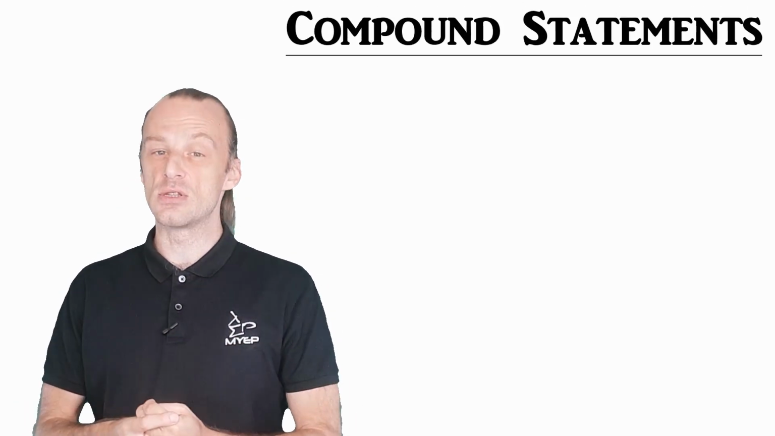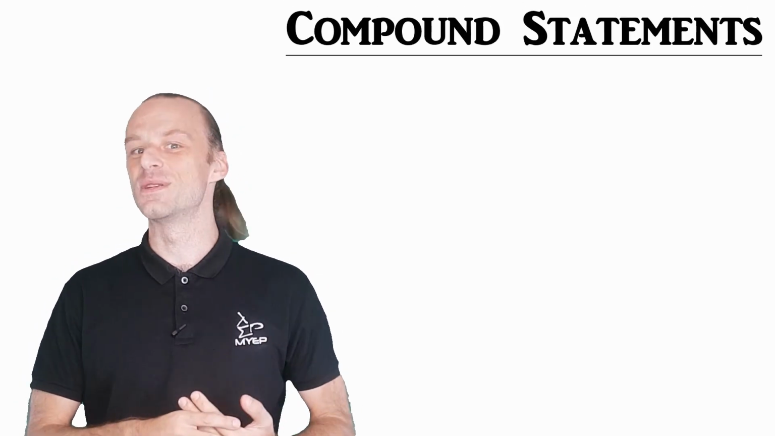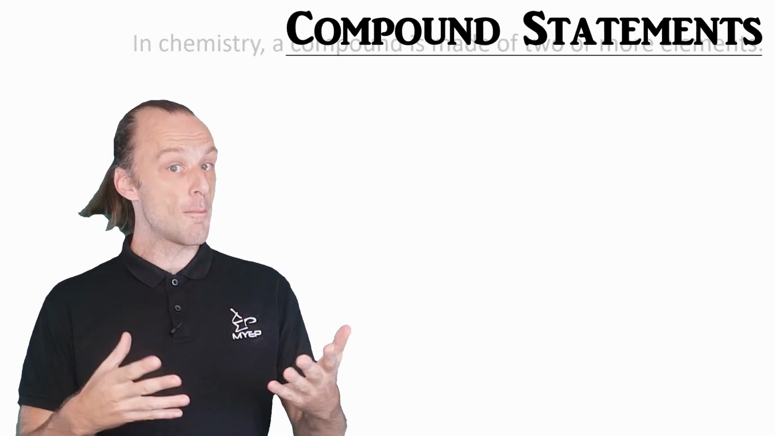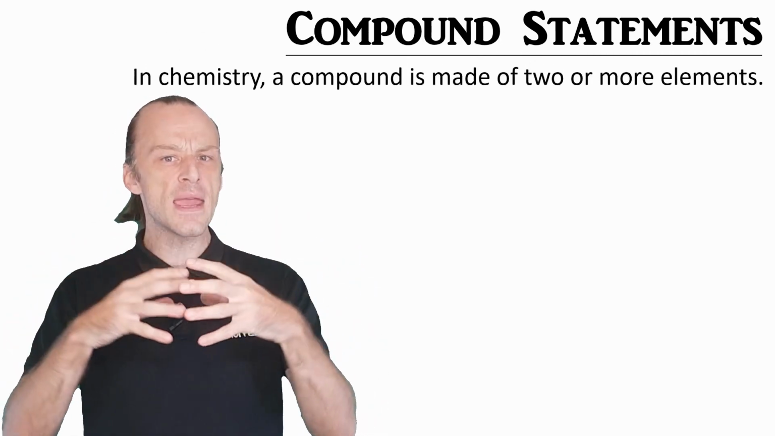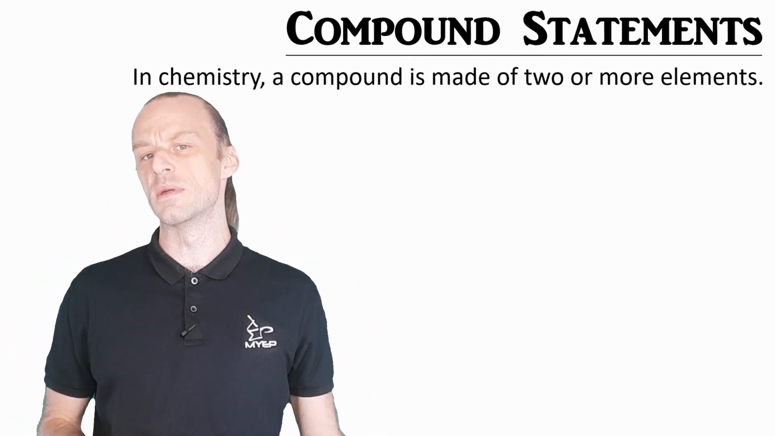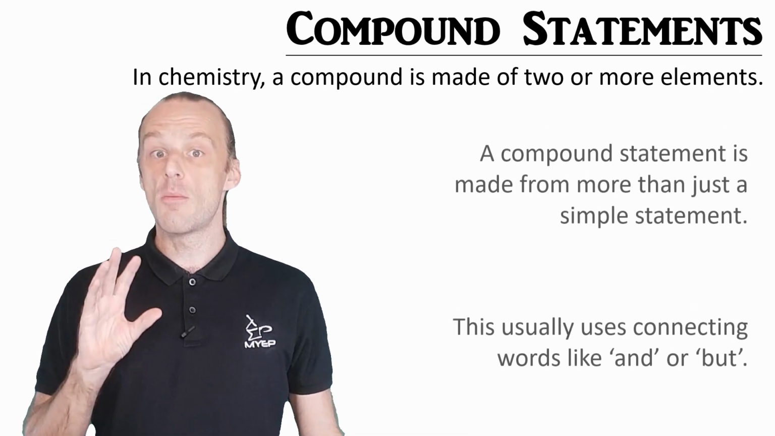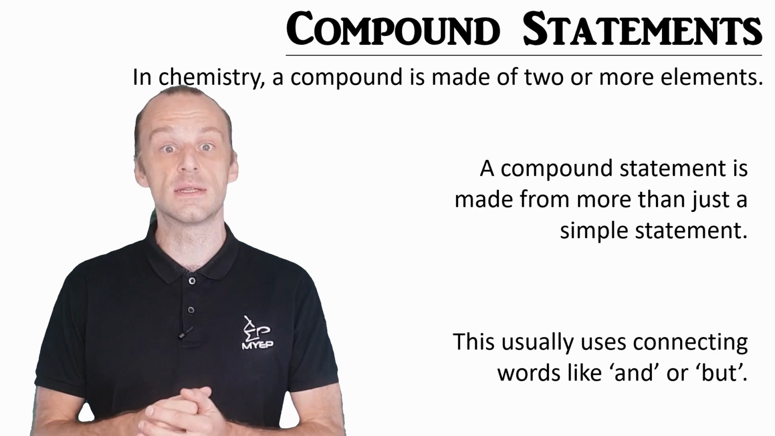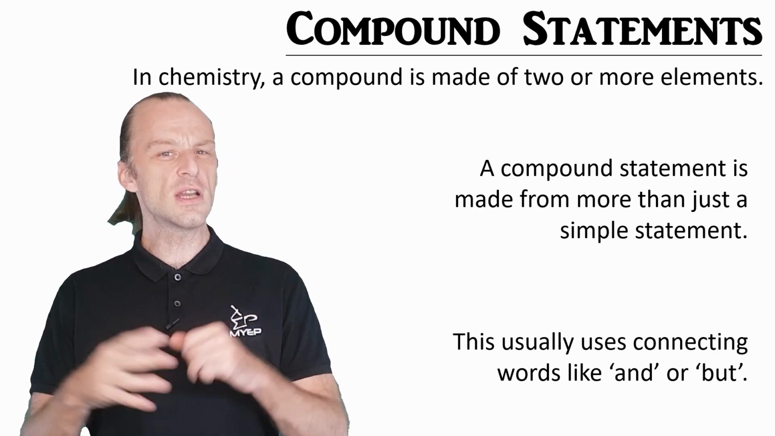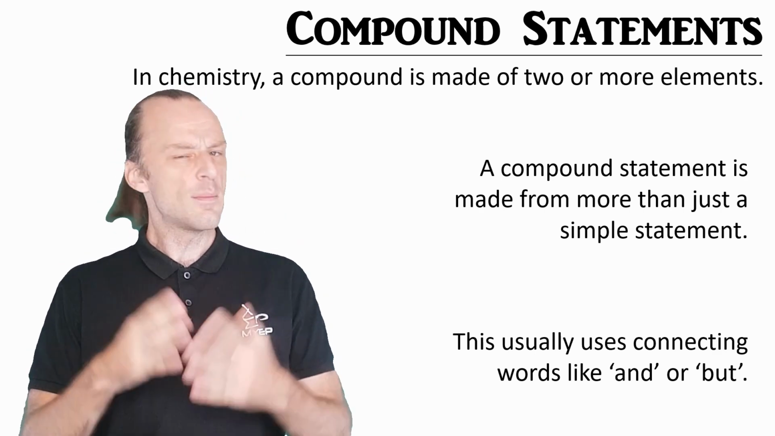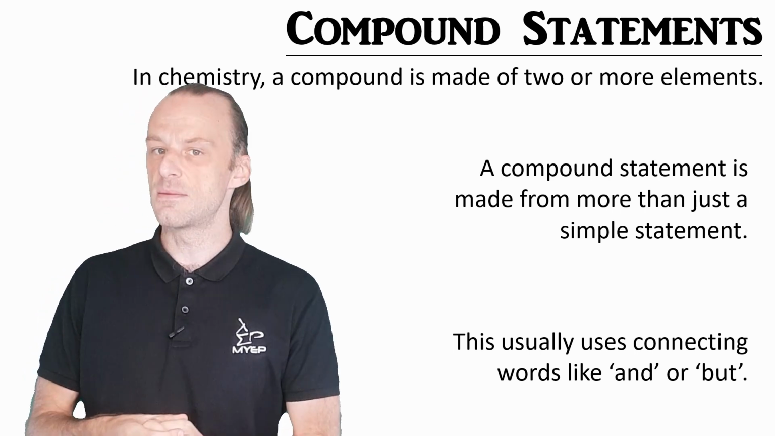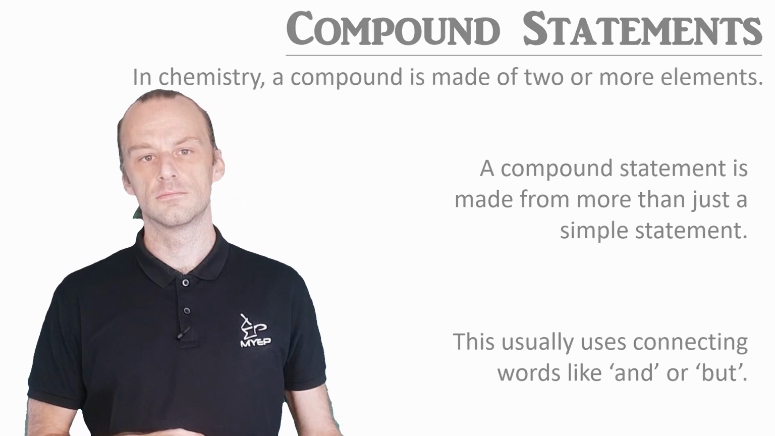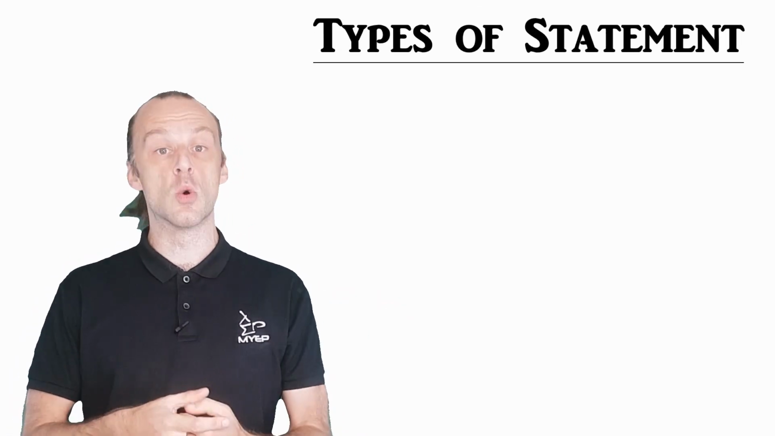Now we're going to construct some more complex statements, or compound statements. In chemistry, a compound is a substance that is made of 2 or more different elements. And in logic, a compound statement is a statement that is made of more than just one simple statement. This usually uses some connecting words, but let's look at some examples to make it clearer. I'll just run through the basic types and then we'll look at them in more detail.